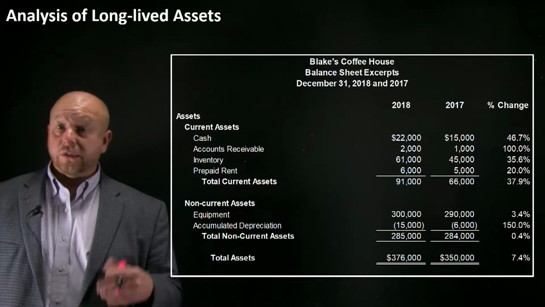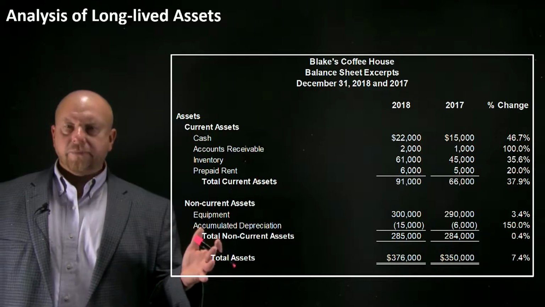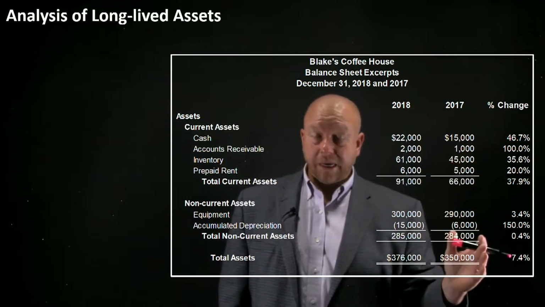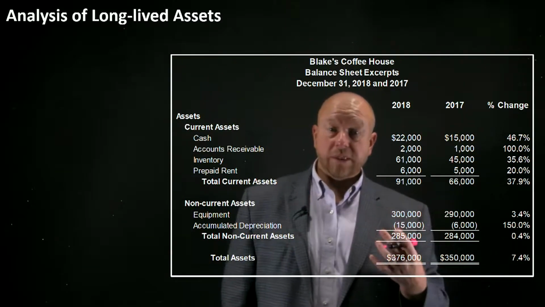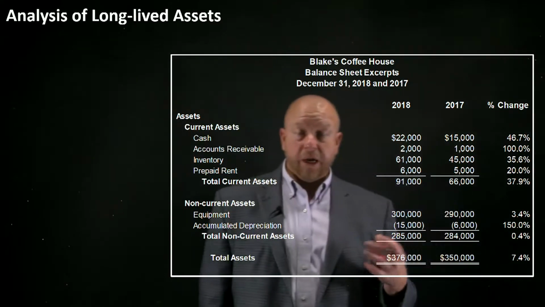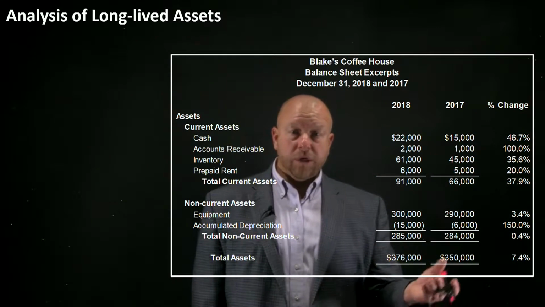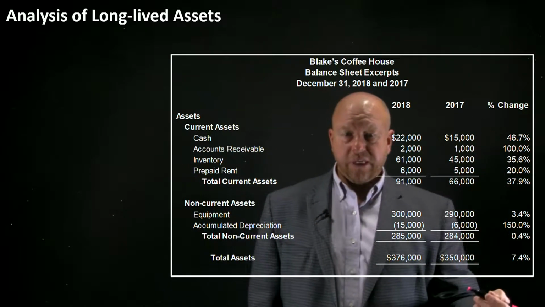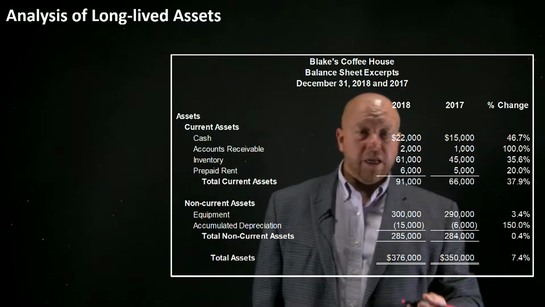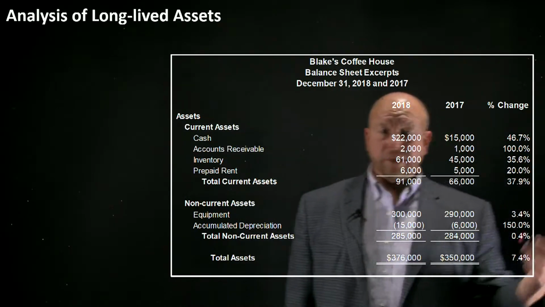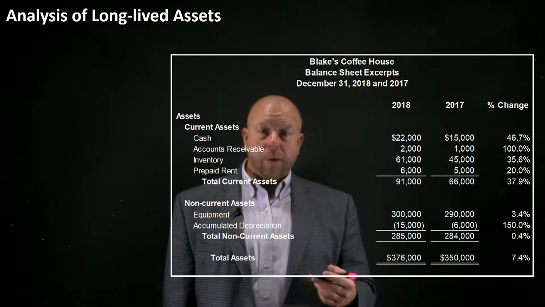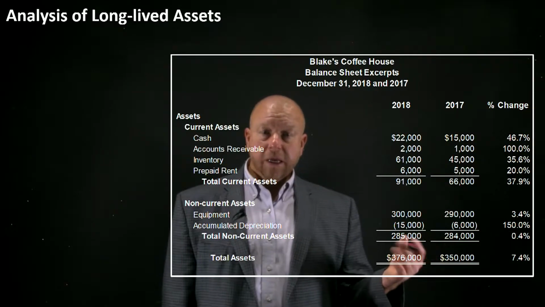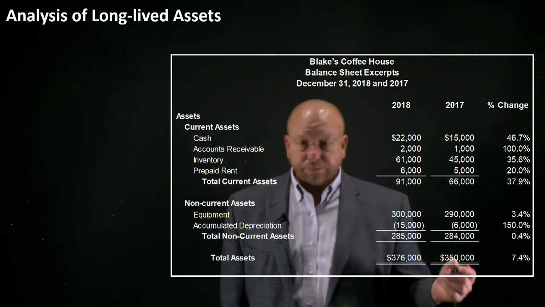Another tool that we can use is horizontal analysis. Now, that's basically just a fancy way of saying that we're going to put financial statements side by side, sequential, within the same company, and then we're going to compare what their changes were. So what you see right here with Blake's Coffee House, we have the balance sheet at the end of 2017, the balance sheet at the end of 2018, and then we've added a column which is simply the percent change. By what percentage did each one of these asset accounts increase or decrease? And look at the story that this tells right here.